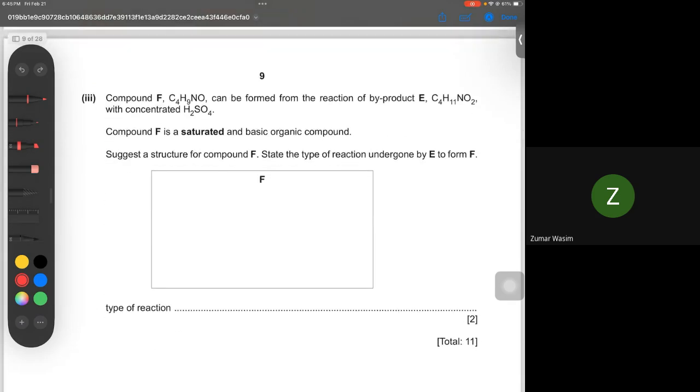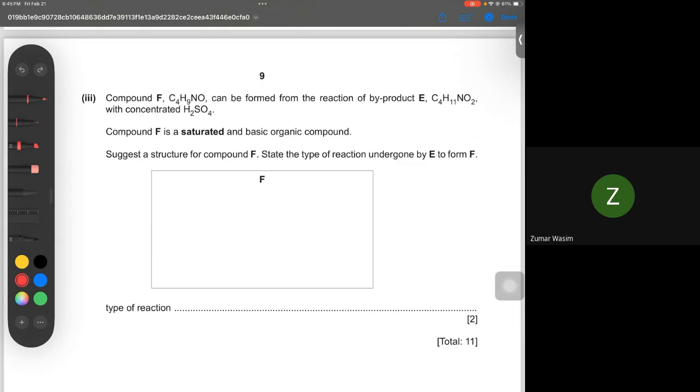Compound F, that is C4H9NO, can be formed from the reaction of byproduct E with concentrated H2SO4. Compound F is a saturated and basic organic compound. Saturated means it would be having a single covalent bond. Suggest a structure for compound F. State the type of reaction undergone by E to form F.